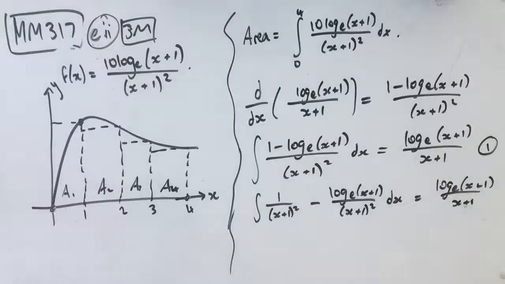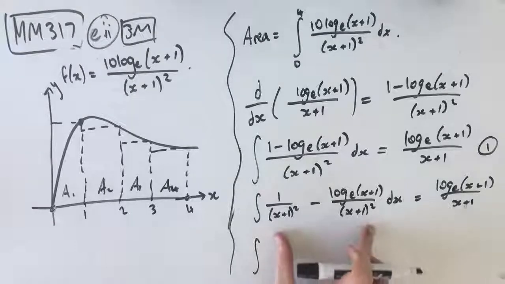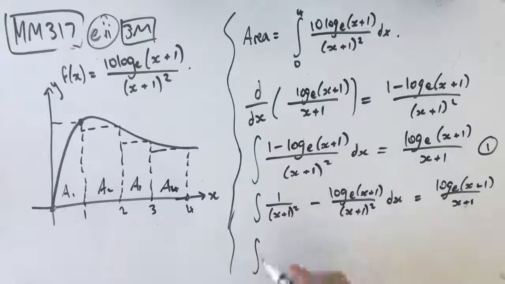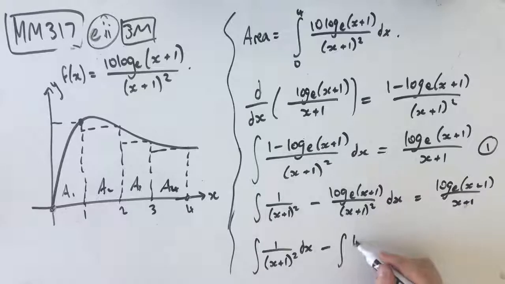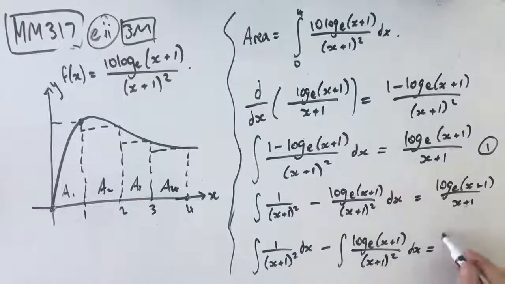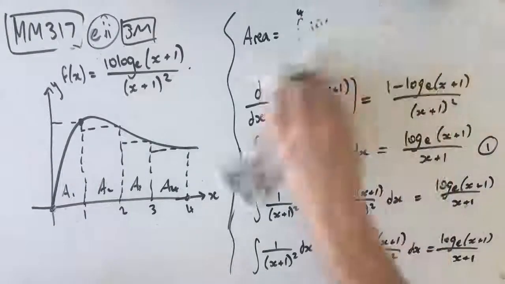Now, I'm sorry if you get bored with this working. It is a fairly long one, but you're just going to have to live with it. So, from here, we're going to separate this even further into 2 separate integrals. So we're going to say the integral of 1 over x plus 1 squared dx minus the integral of log e of x plus 1 over x plus 1 squared dx, and that's equal to log e of x plus 1 over x plus 1. Sweet.